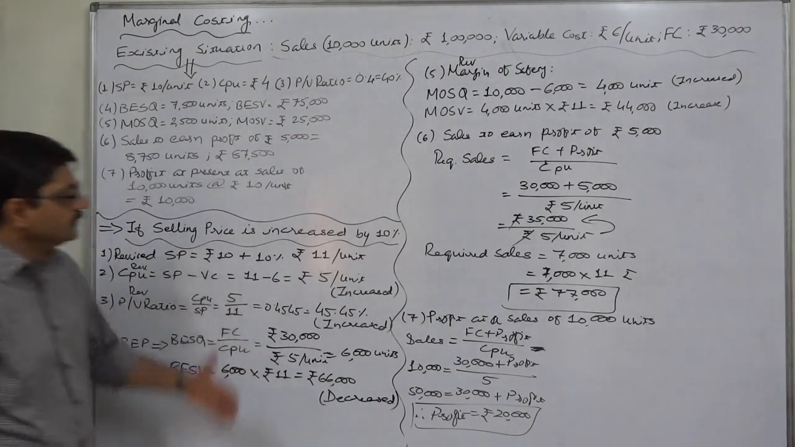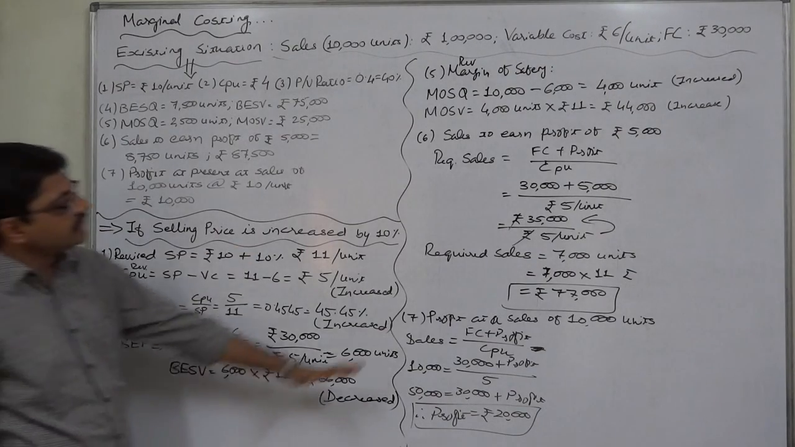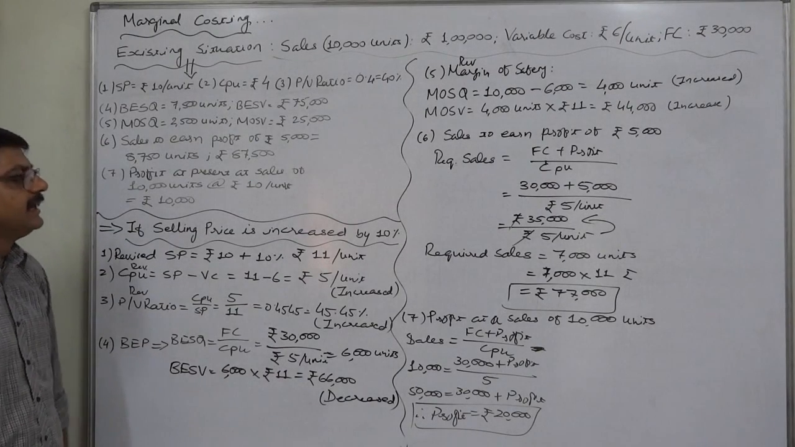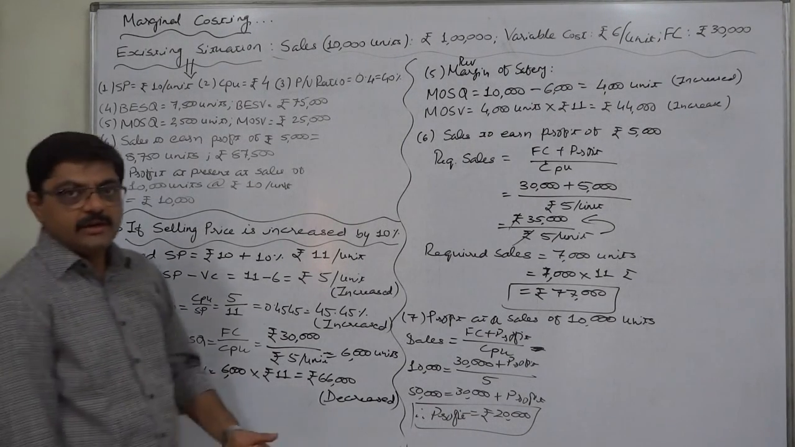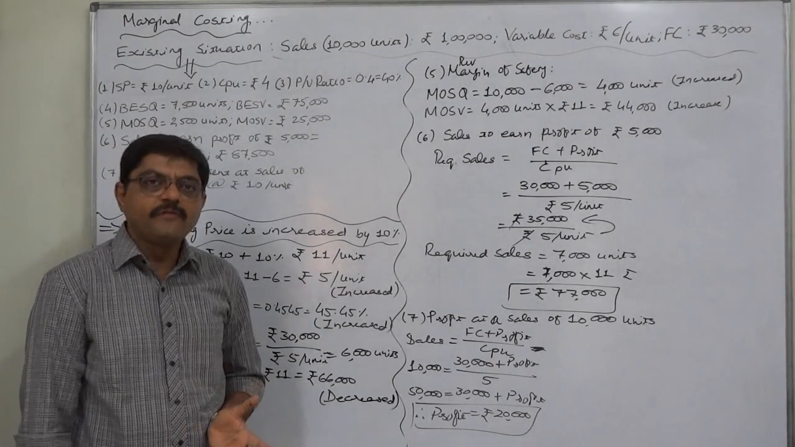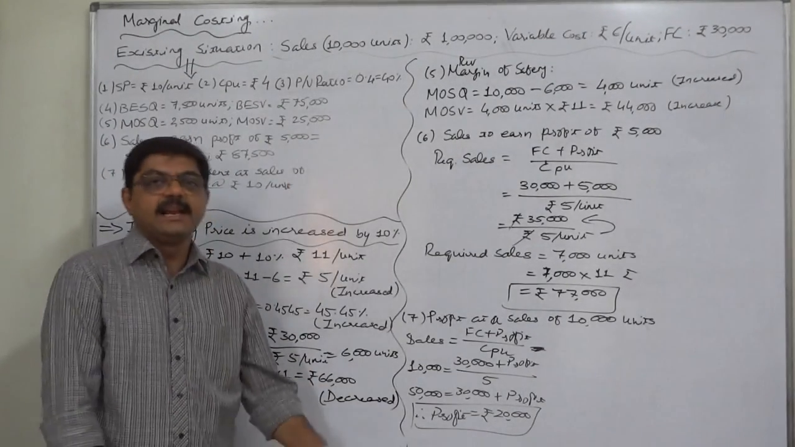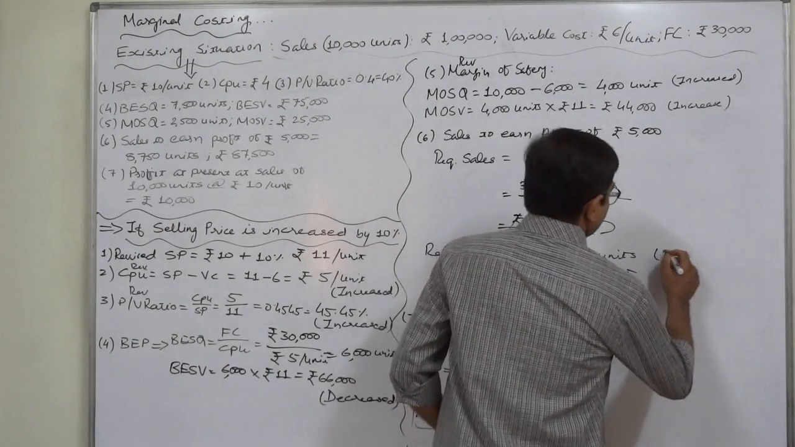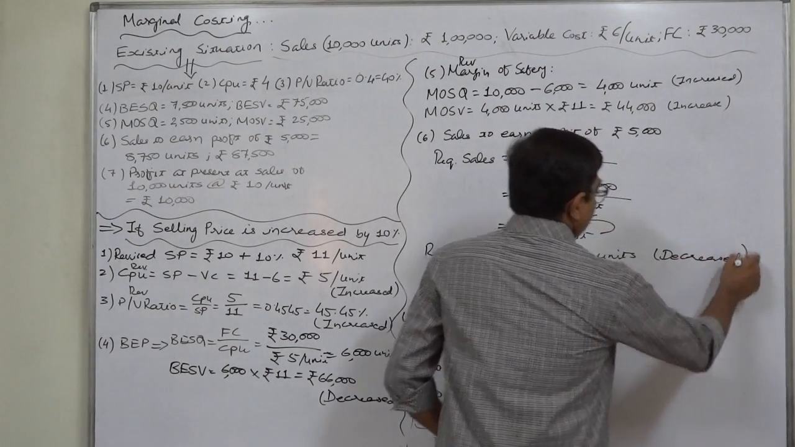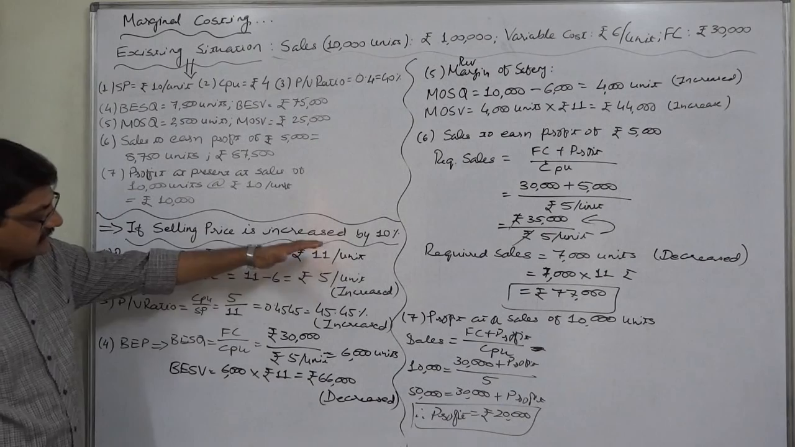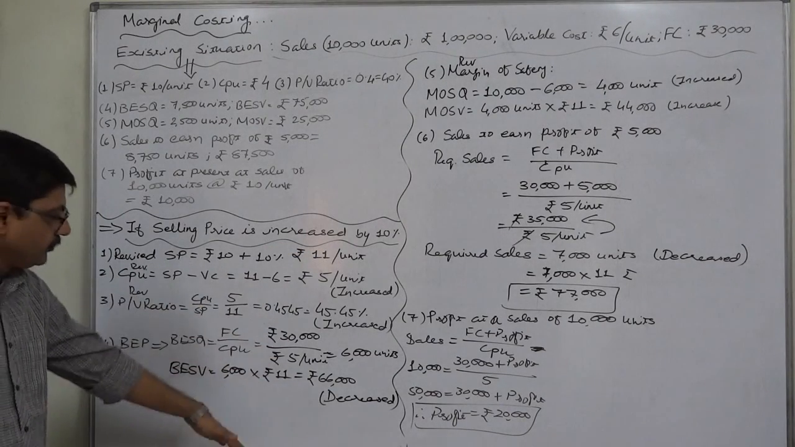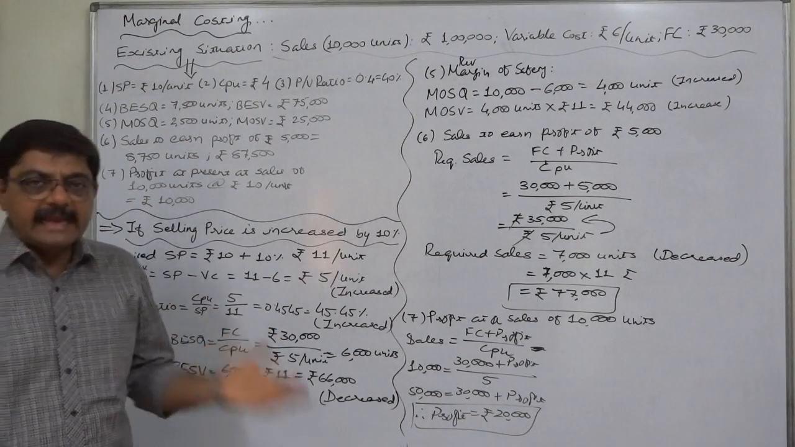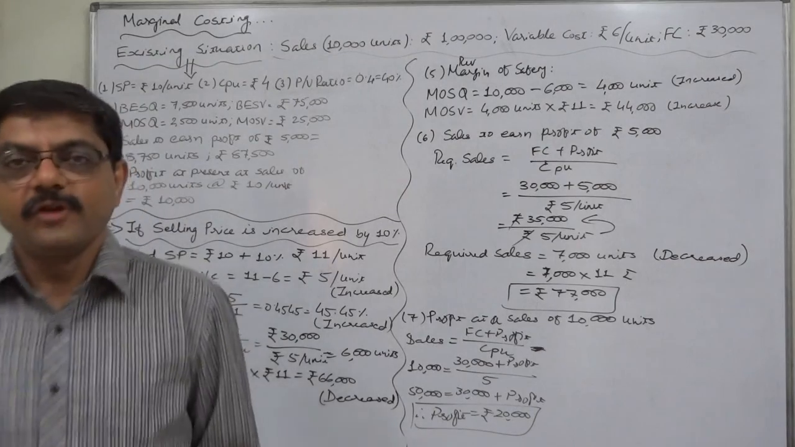Okay, so this is the study of the effect of the decision of increasing selling price by 10%. In the next lecture, we are going to study the effects of the decision of decreasing the selling price by 10%. And logically we can say that if the increase in selling price increases the contribution and decreases the break-even point, the decision of decreasing selling price can create the exactly reverse effect. That's it for now. Thank you very much.